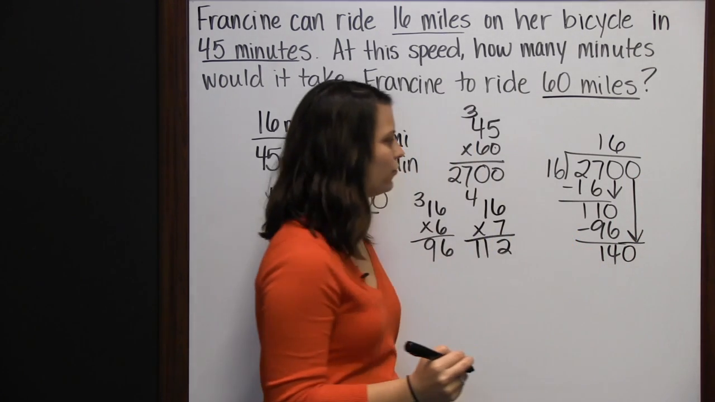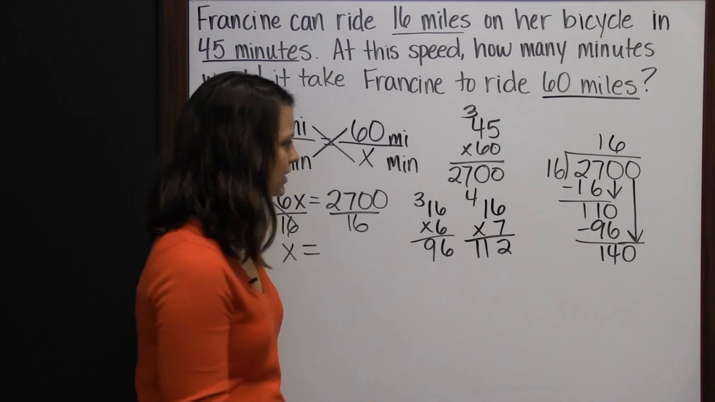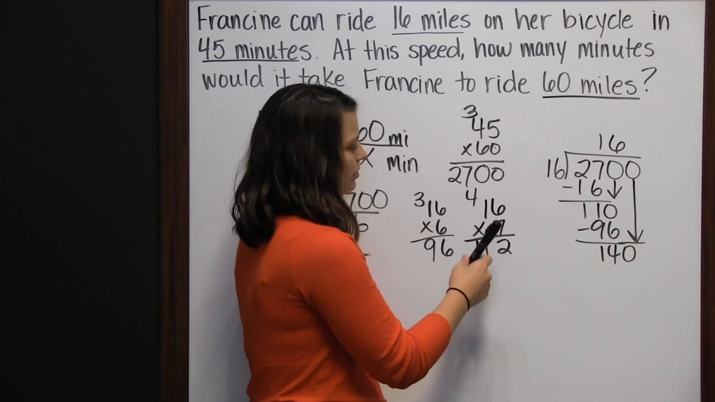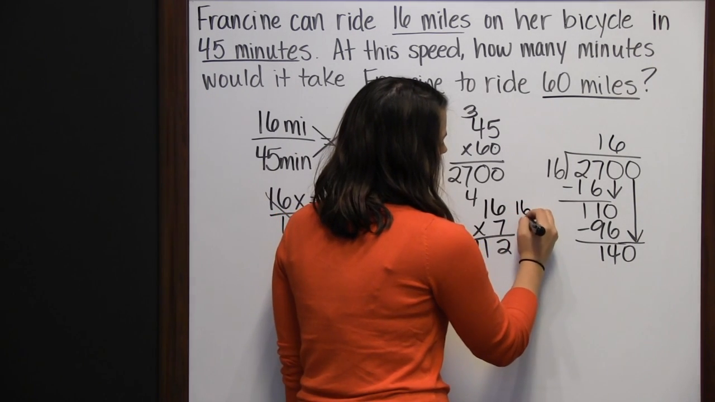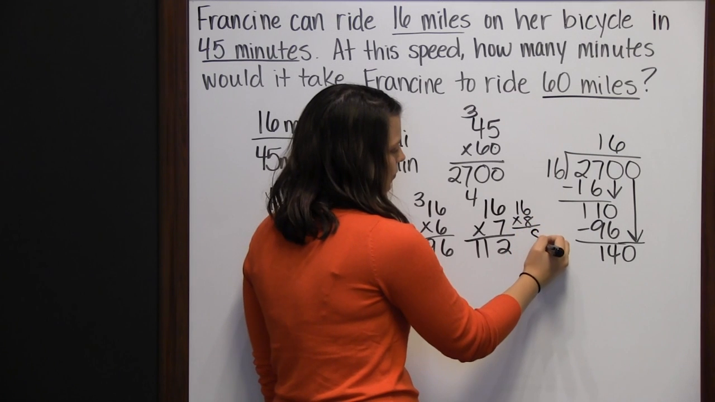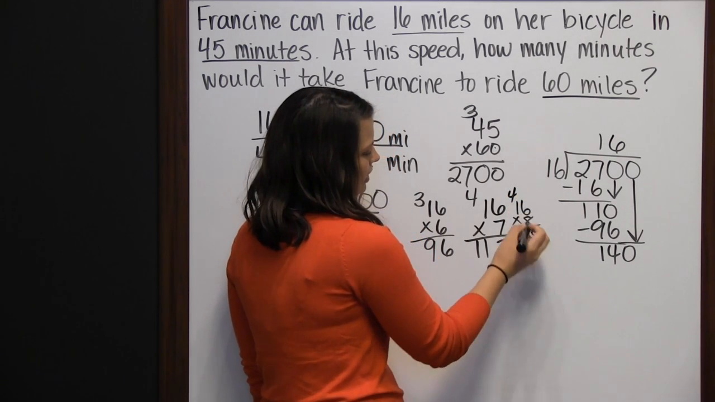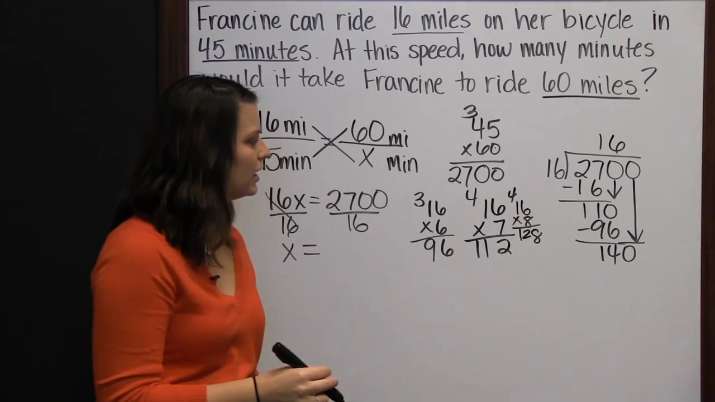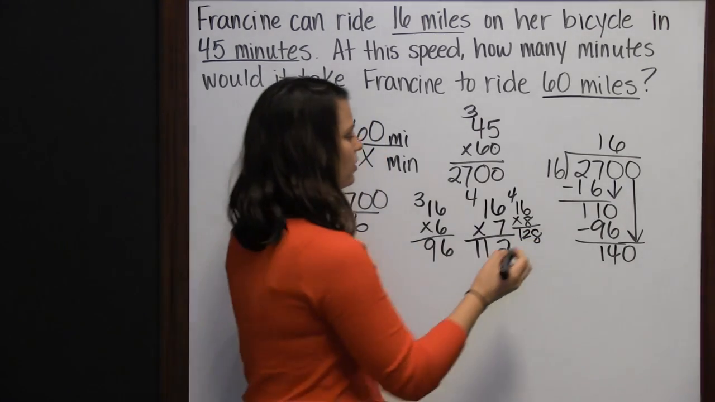So we have 140. So I know 16 is going to go into 140 at least 7 times, but it should go even more than that. So let's see what 16 times 8 is. 8 times 6 is 48. 8 times 1 is 8, plus 4 is 12. And that's all we're going to be able to do.